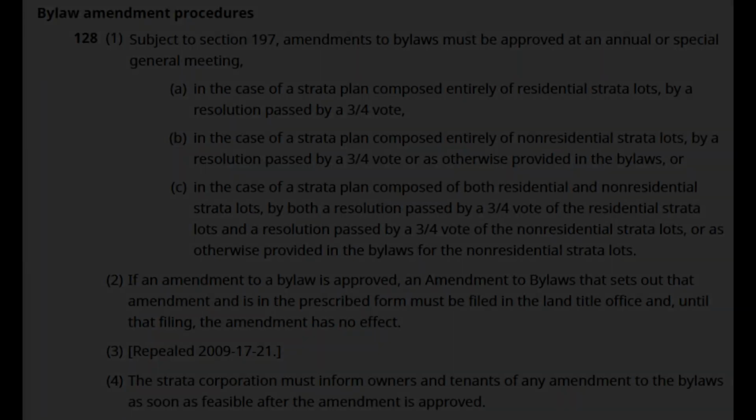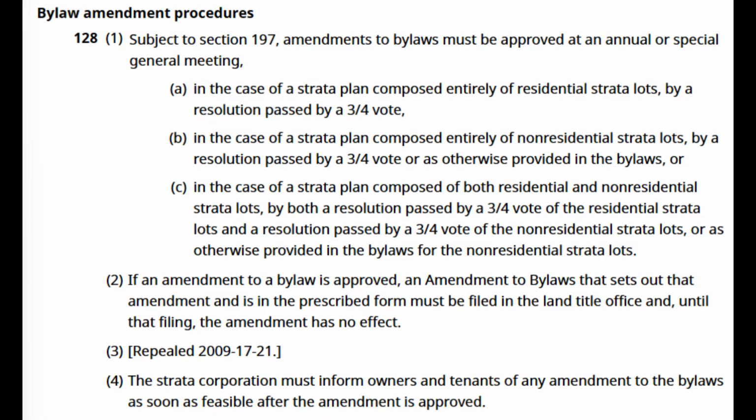Amendments and additions to the bylaws are only permitted with a 3/4 vote at a general meeting, annual general meeting or special general meeting. And if they're passed, they're only actually enforceable and official once they're deposited into the Land Title Office.